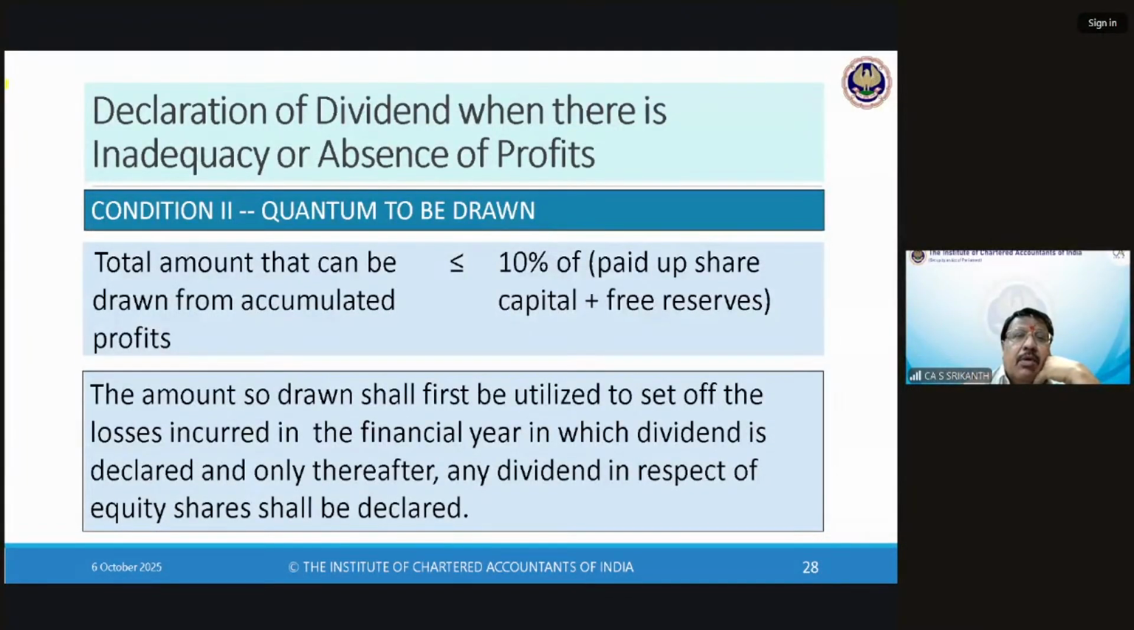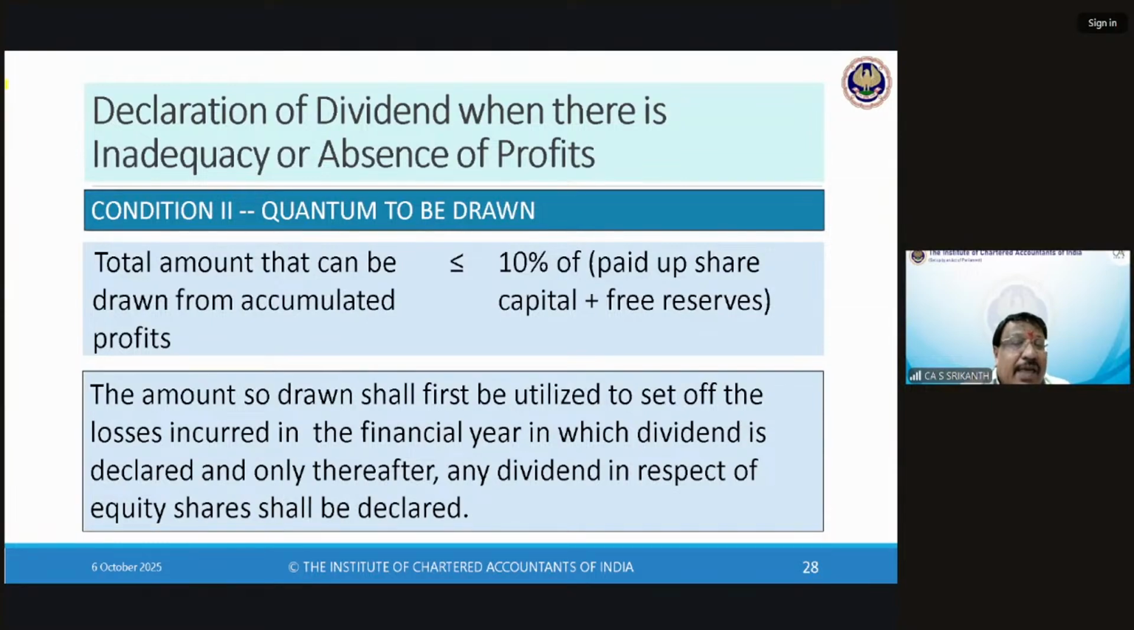Quantum. Quantum means amount. Quantum of Solace, there's a Bond movie. Am I correct? Quantum means amount. Some amount to be drawn. What is the quantum to be drawn? That is the total amount that can be drawn from accumulated profit.